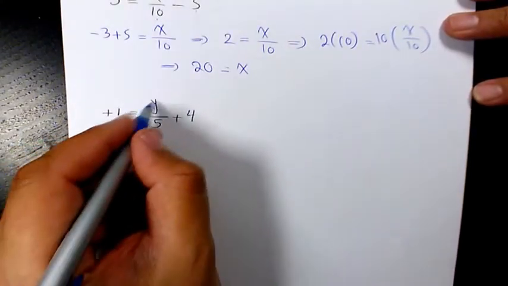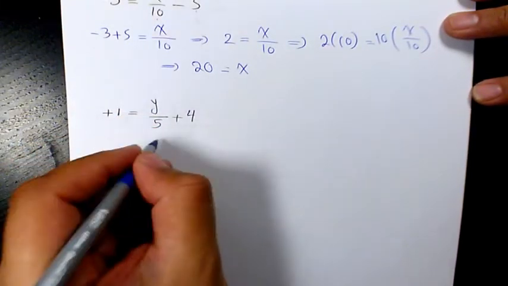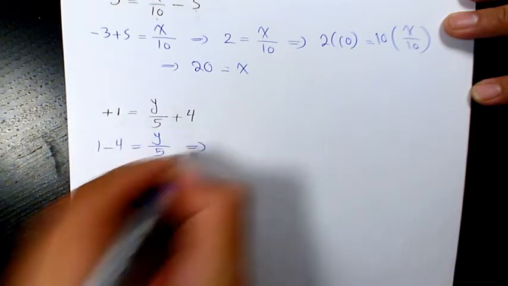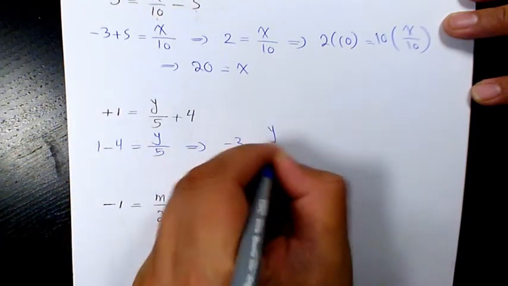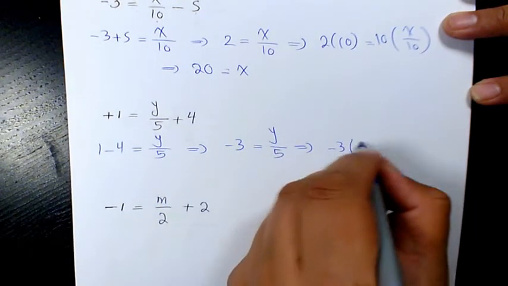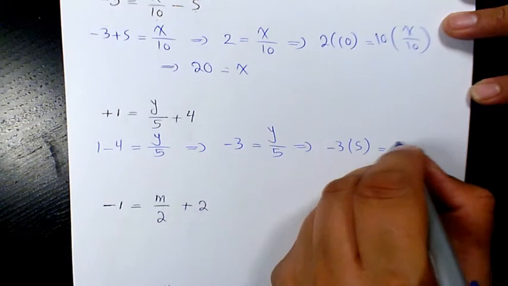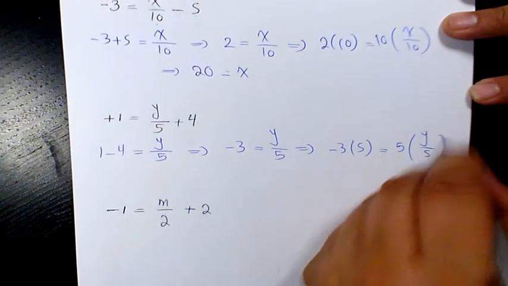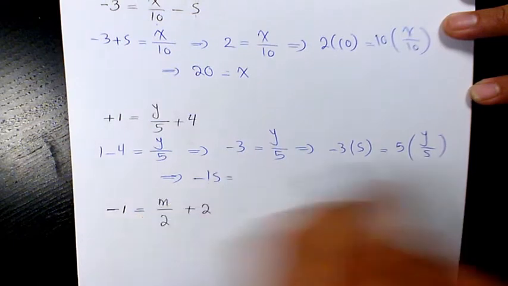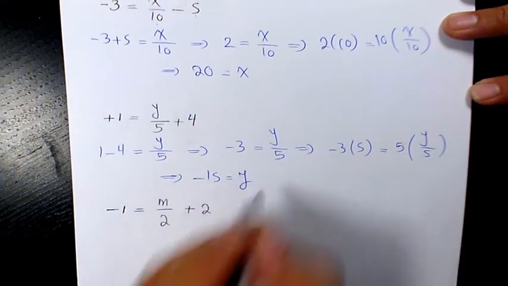1 equals y over 5 plus 4, so we have y over 5, 1 minus 4, negative 3, y over 5. Negative 3 times 5, 5 times y divided by 5. So negative 3 times 5 is going to be negative 15. 5y divided by 5 is going to be y. So y will be equal to negative 15.